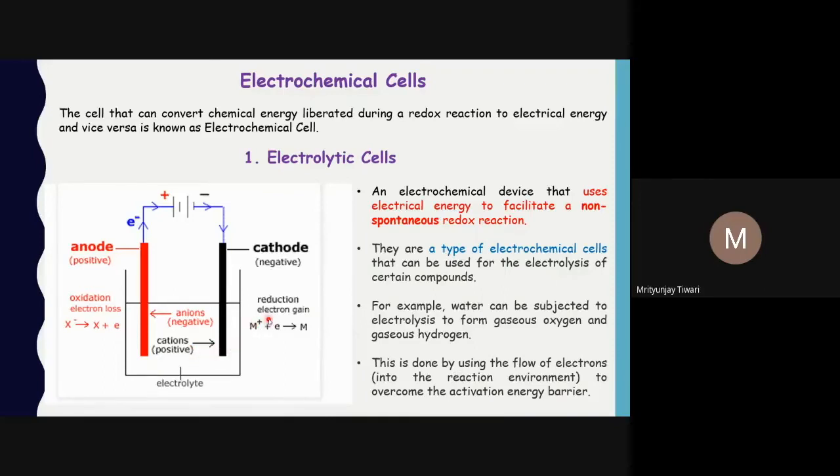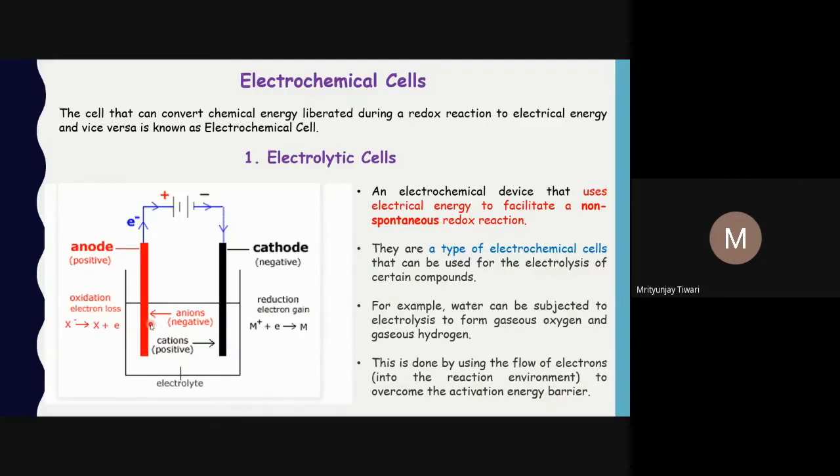It will associate with the electron that has come to the cathode and will form the neutral metal, usually the substance from the electrolyte solution. X minus is the anion of the electrolyte. So X minus may come here, and that anion is what we get; the anion is produced.